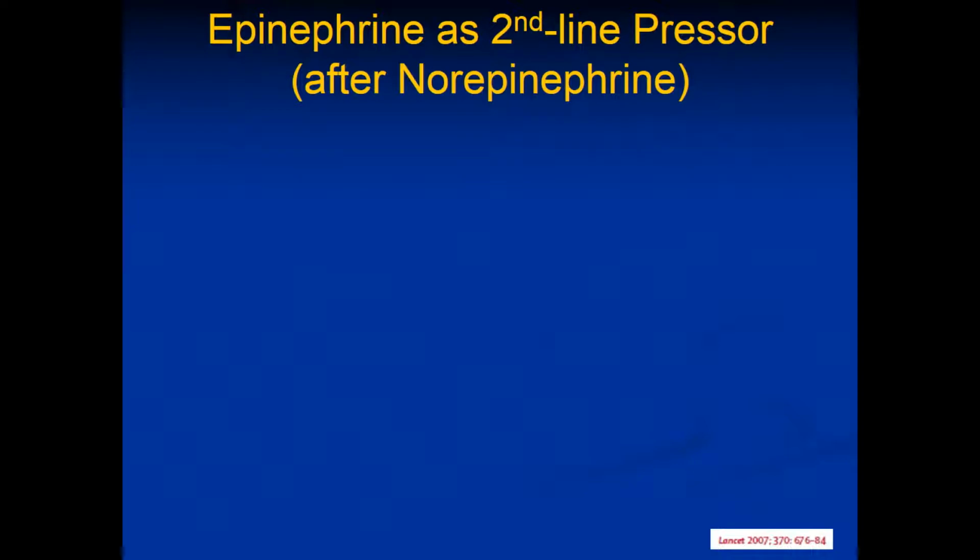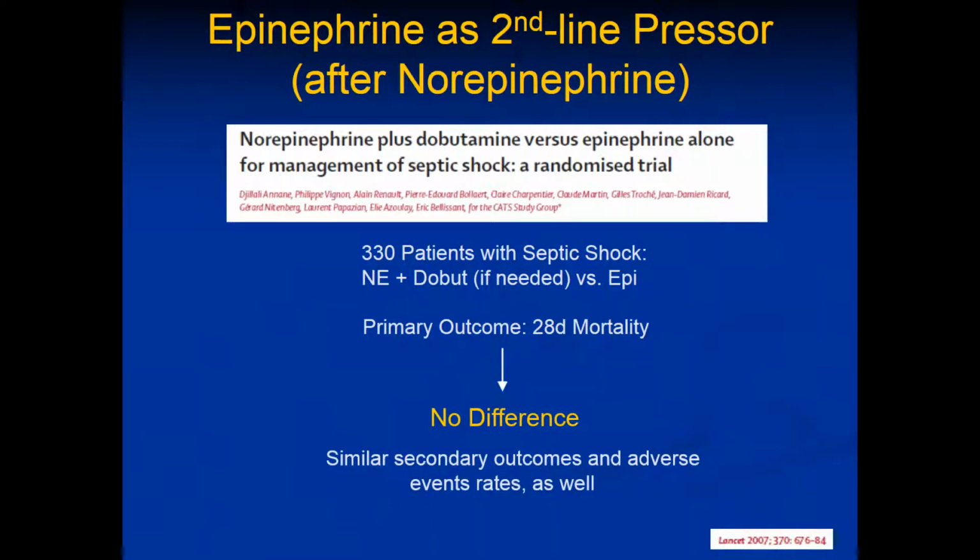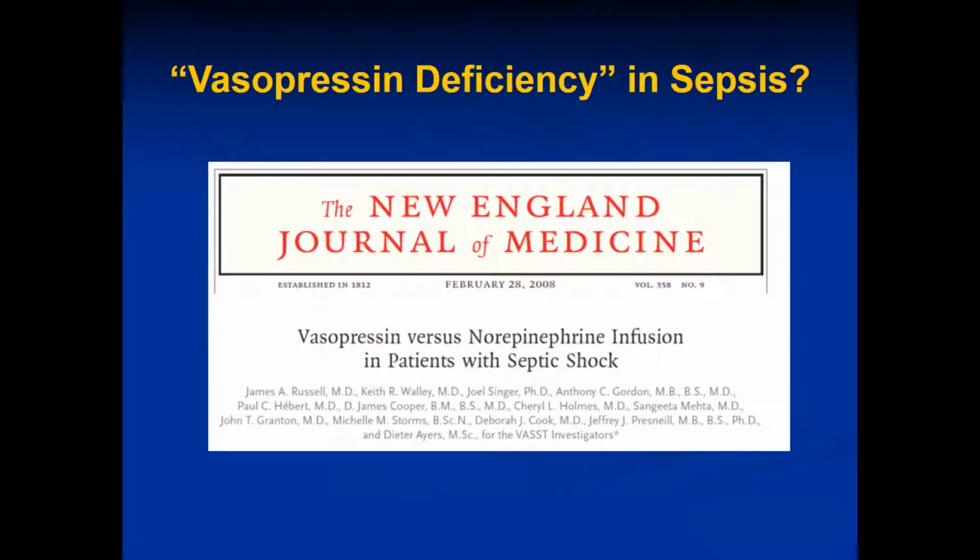Epinephrine has really emerged as a second-line pressor after norepinephrine, in part because of this study in The Lancet from 10 years ago. They looked at about 300 patients with septic shock, and they compared norepinephrine and dobutamine, if needed, versus epinephrine, and there was no difference in either the primary outcome of 28-day mortality or the secondary outcomes.